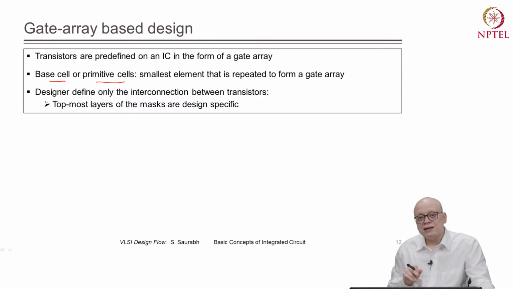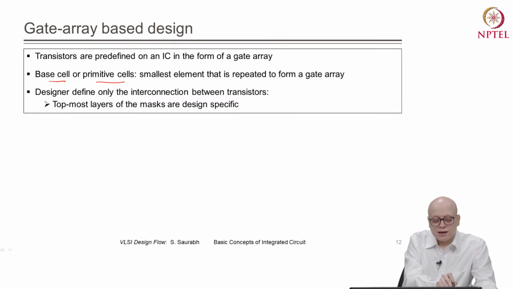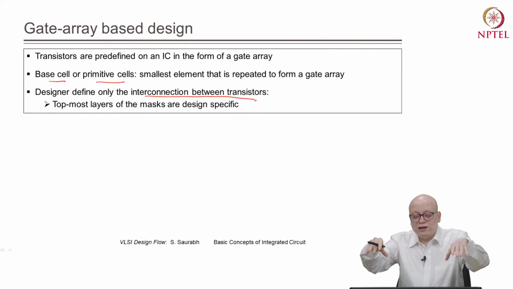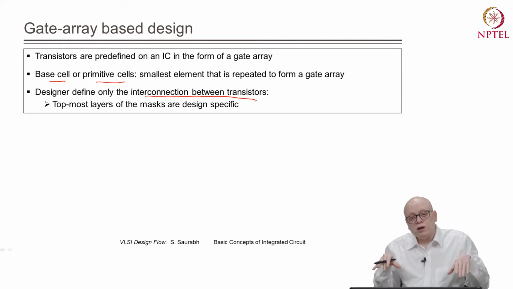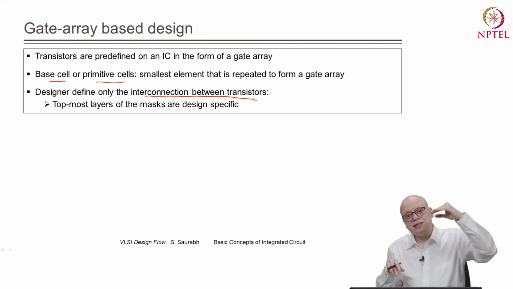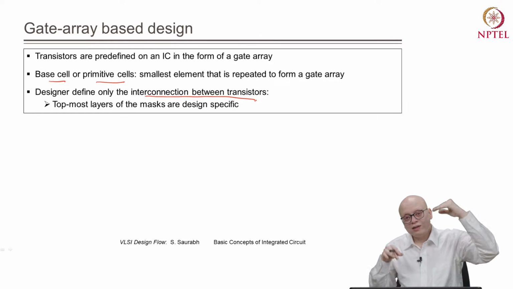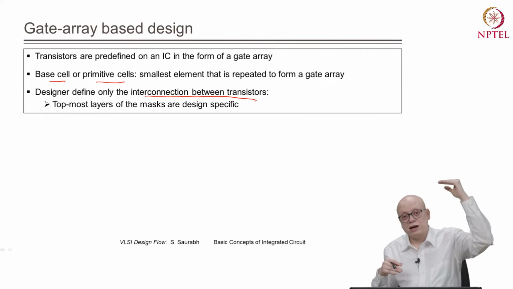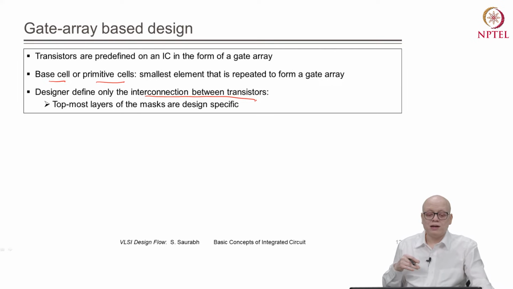What the designer can change is the interconnections between the transistors. Since the devices are already at a fixed location, the device layer will not change, but the designer can change the metal layers, or how the connections are made between the primitive cells. Therefore the top layers, the upper layers of the gate array based design, are design specific.